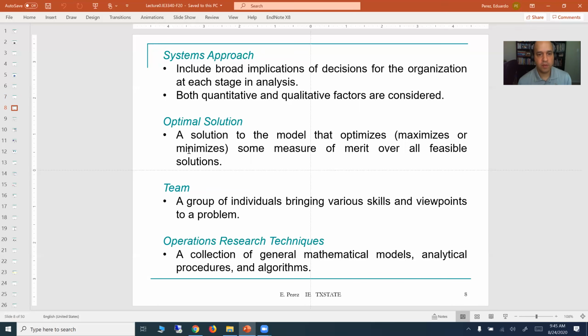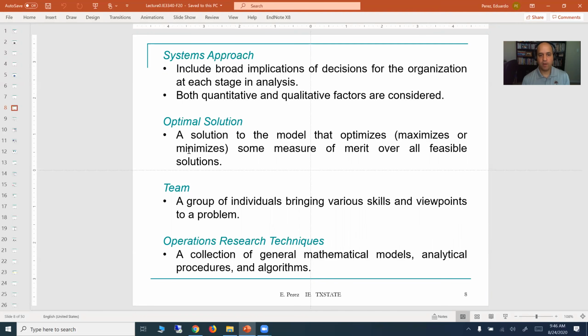We're going to follow the systems approach, which includes broad implications of decisions for the organization at each stage in the analysis. What this means is we are going to be considering the impact of our decisions, not only, like in the example that I explained a few minutes ago, for the production line, but also how those decisions are impacting the company. So if I improve throughput for this production line, how is that also impacting the overall performance of my company, for example? We are going to be using both quantitative and qualitative factors.